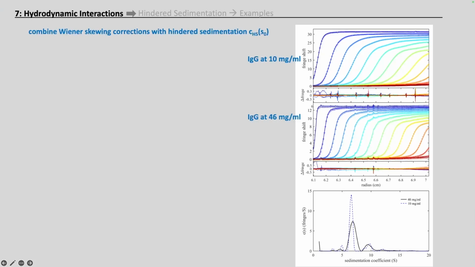Here are data from IgG at 10 mg per mil and 46 mg per mil. It is interesting to note that the appearance of the boundaries is very different. As one would expect, they are steeper at higher concentrations and move slower. But also, the dimer boundary that's still clearly visible by eye at 10 mg per mil is very much compressed at 46 mg per mil due to the Johnston-Oxton effect. Nonetheless, the hindered sedimentation c(s) can unravel these differences and arrive at a very consistent distribution.